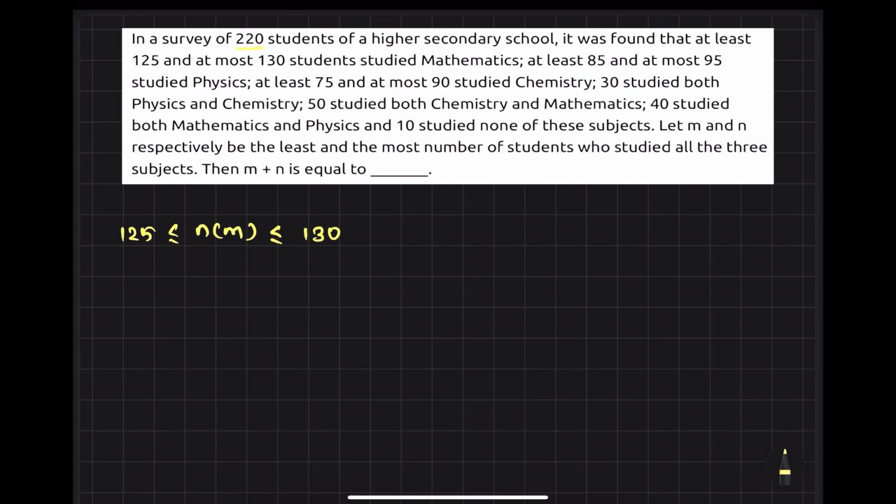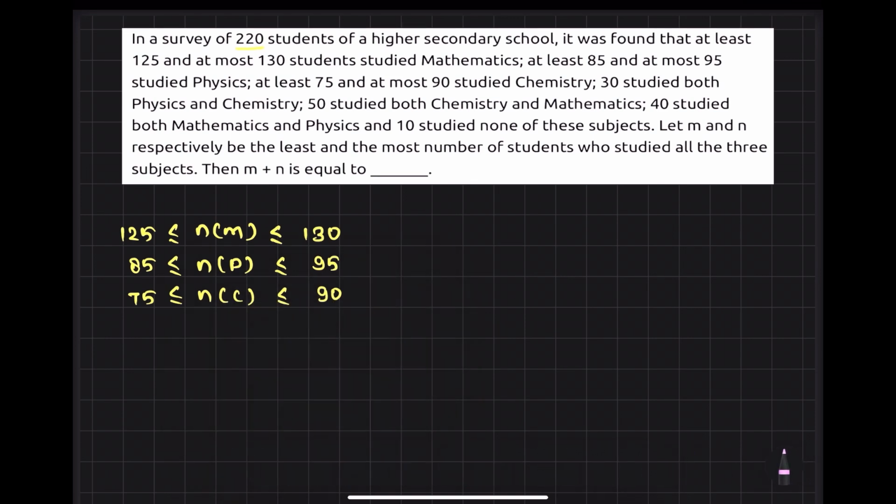Okay, at least 85 and at most 95 study physics, so n of P is between 85 and 95. At least 75 and at most 90 study chemistry, n of C.